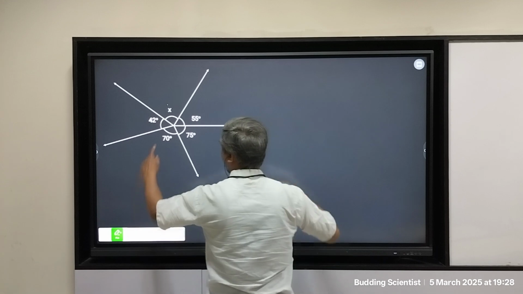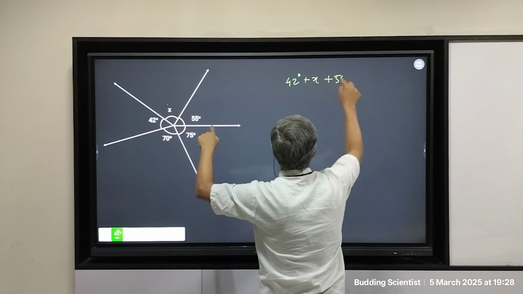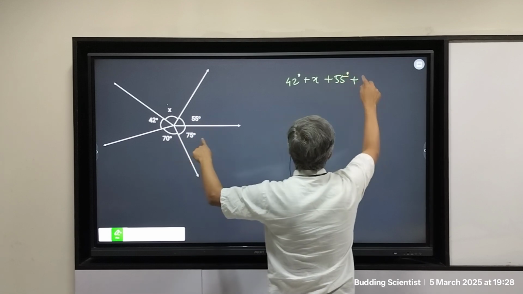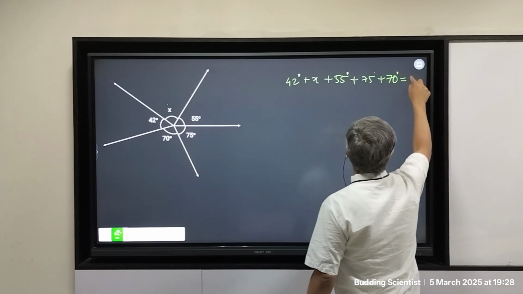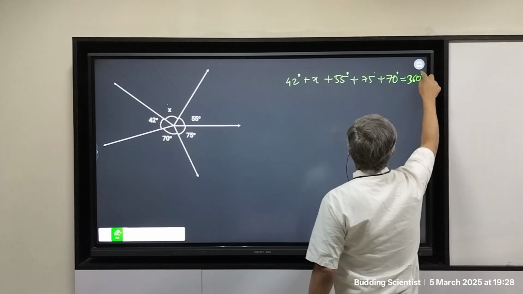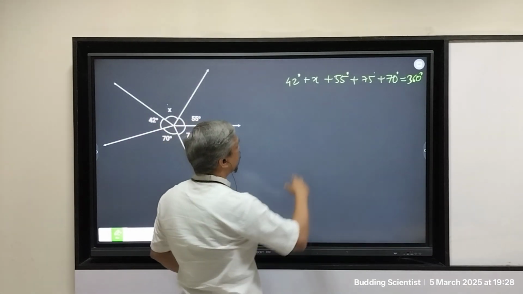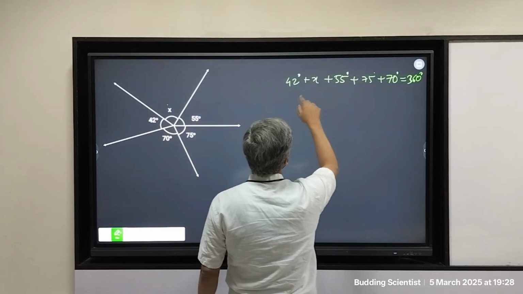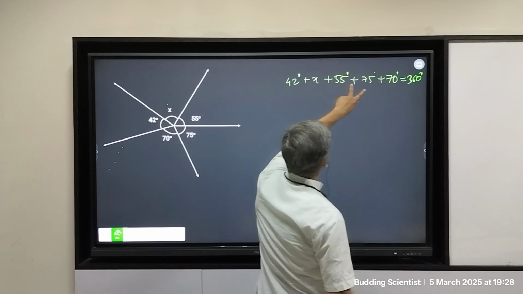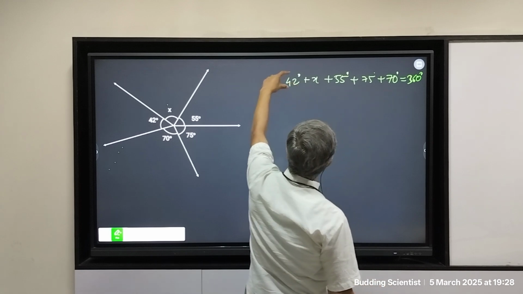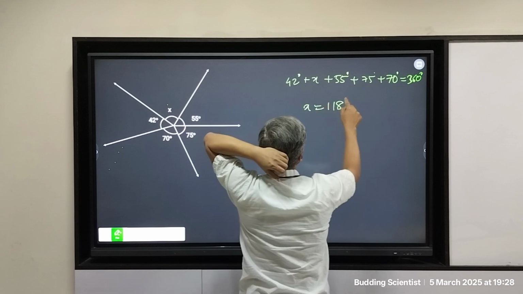So we'll just write 42 degrees plus x plus 55 degrees plus 75 degrees plus 70 degrees is equal to 360 degrees. You will get the answer. Let's just solve. 70, 75 and 55 will be 130. 130 plus 70, 200, 242. 242 is subtracted from 360. x is equal to 118 degrees.